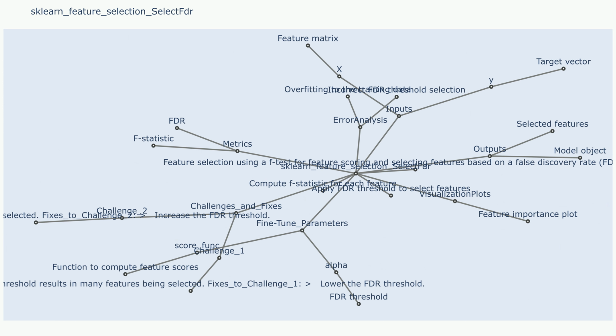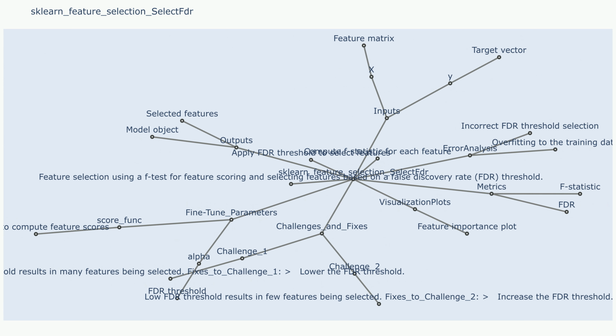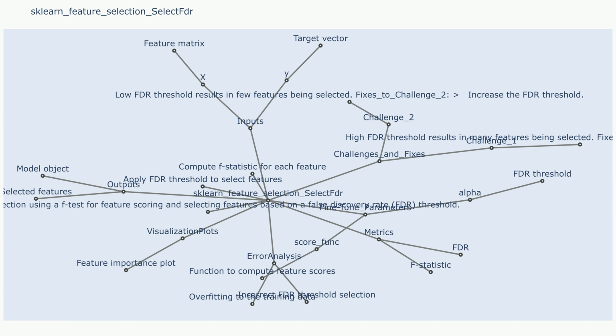Challenges and fixes. Challenge 1: features with low variance may not be selected even if they are informative. Sample use case that resulted in challenge 1: a dataset with features that have very similar values across all samples may lead to a low variance. Fixes to challenge 1: standardize the features to ensure that all features have the same variance. Consider using a different feature selection method that is less sensitive to variance.